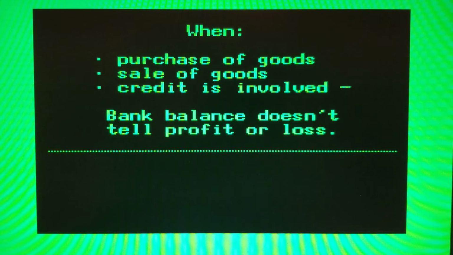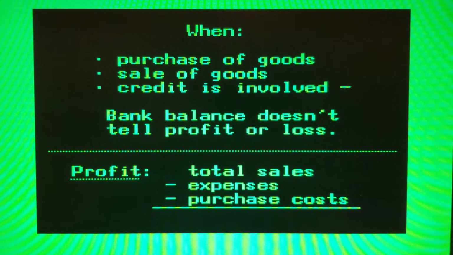When purchase and sale of goods make up a substantial part of a firm's operations, and especially when credit is involved, one just can't look into the till or the bank balance and tell whether a profit or loss was made, and how much. Profit or loss is the remainder after all costs, consisting of expenses and purchase costs, have been subtracted from the amount of total sales.